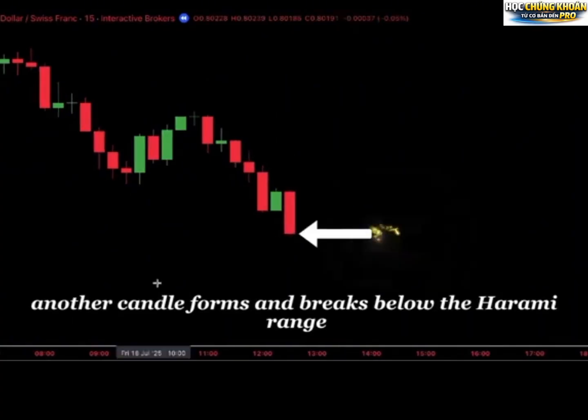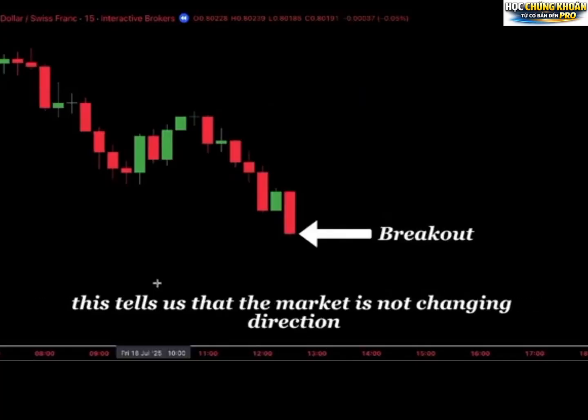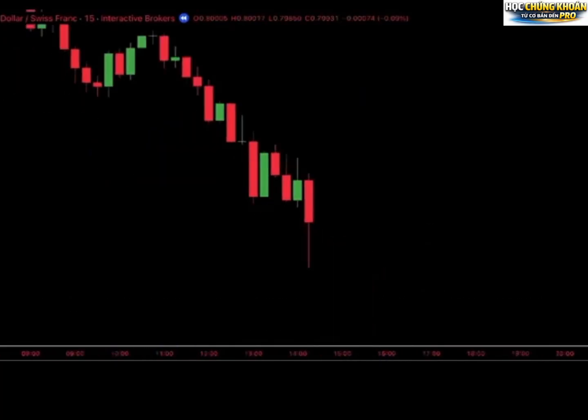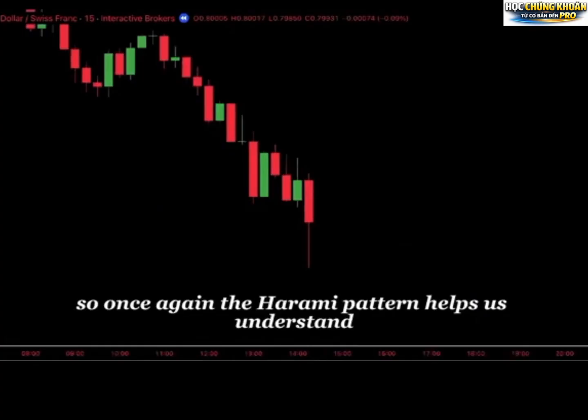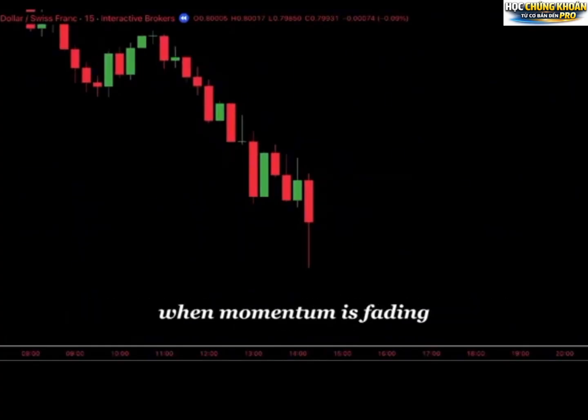Another candle forms and breaks below the harami range. This tells us that the market is not changing direction. After a pause, it may now continue moving downward. So once again, the harami pattern helps us understand when momentum is fading, when the market is entering equilibrium, and when a new move is starting.